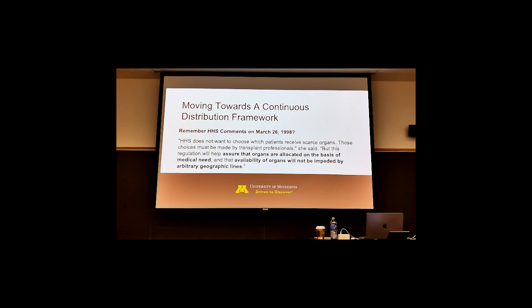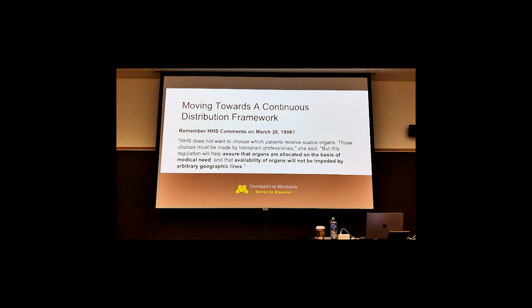Remember this comment back from 1998, what the government said? Assure that organs are allocated on the basis of medical need and that availability of organs will not be impeded by arbitrary geographic lines. When the OPTN, after those lawsuits, was charged with redoing this to get rid of arbitrary lines, Dr. Gentry's proposal with those districts was considered. The problem was, even with districts like that, 4 or 8, you still have lines, right? You still have a line. And so there's always going to be somebody right across that line who is sicker, right? There's always going to be that.